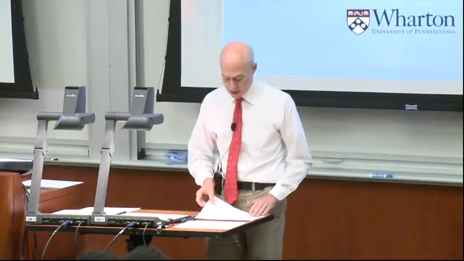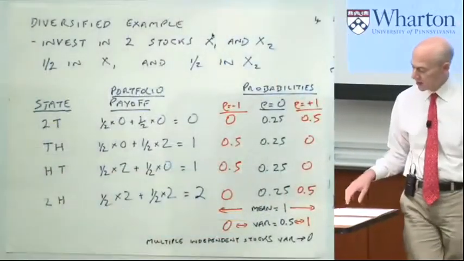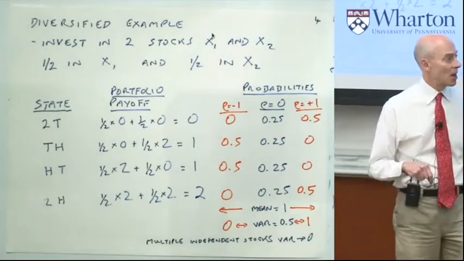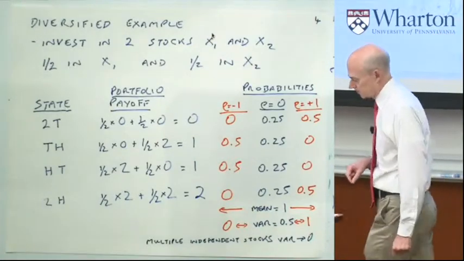What we looked at next was if you diversified. So now if we invest in two stocks, X1 and X2, we put half our money in X1 and half our money in X2.